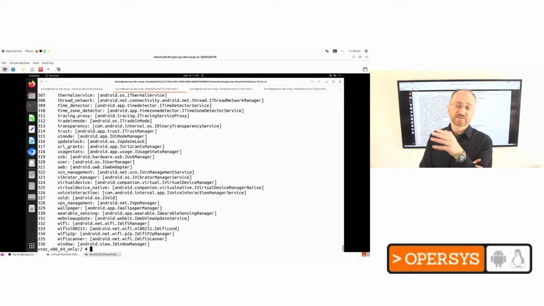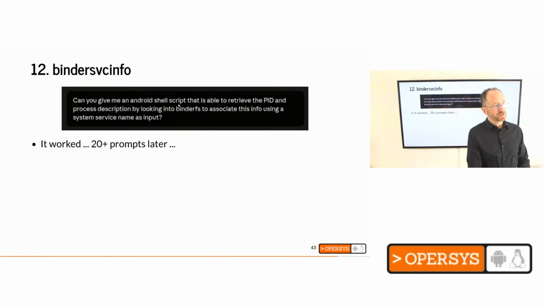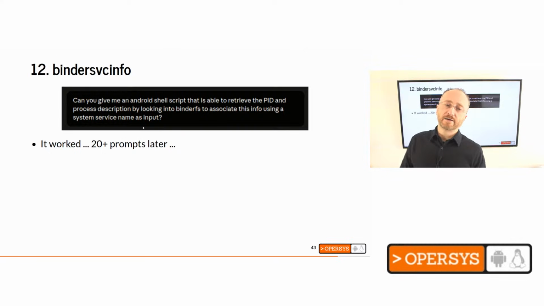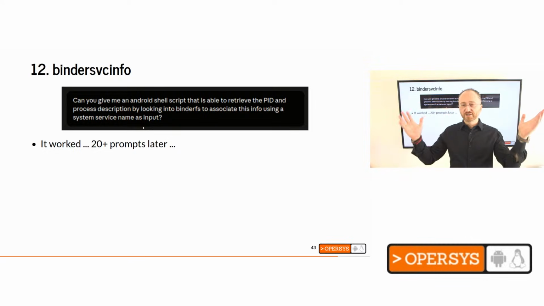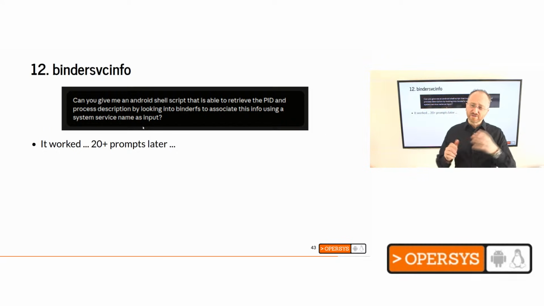But in this case, the initial prompt I gave it is this: Can you give me an Android shell script that is able to retrieve the PID and process description by looking into BinderFS to associate this info using system service name as input? And this took it forever to converge, and it was hallucinating. It was giving me all sorts of explanations as to why the scripts it was giving me were not working. And at some point I'm like, you know what, maybe a script's not a good idea. How about you give me some C code instead?